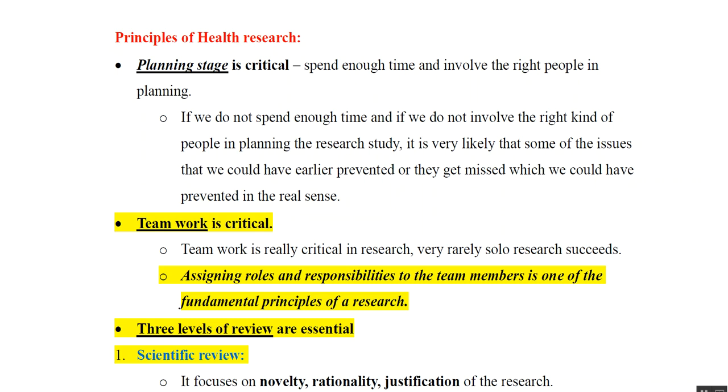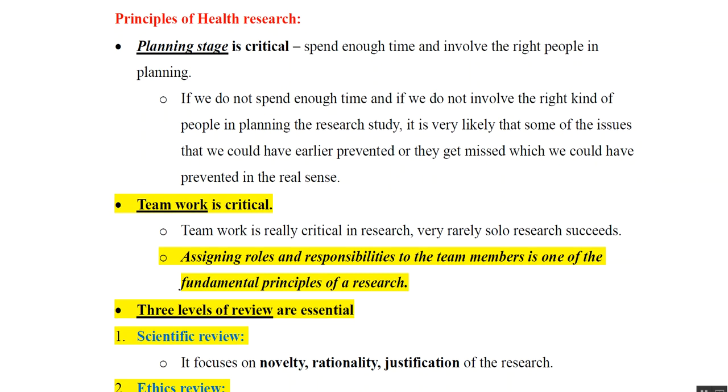Let us talk about principles of health research. So there are three basic principles of any health research. First is planning. Planning stage is very critical, so you have to spend enough time and involve the right people in the planning. If you do not spend enough time and if you do not involve the right kind of people in the planning, it is very likely that there are lots of issues that can come up which could have been prevented, or they can get missed out which we could have prevented in real sense. So first stage or first principle is to plan.